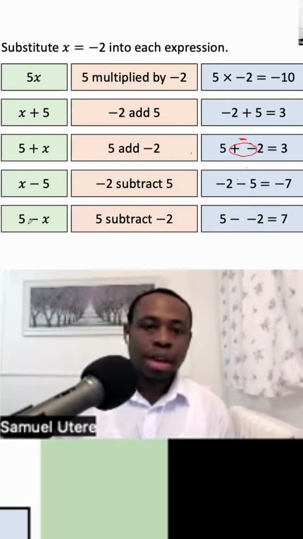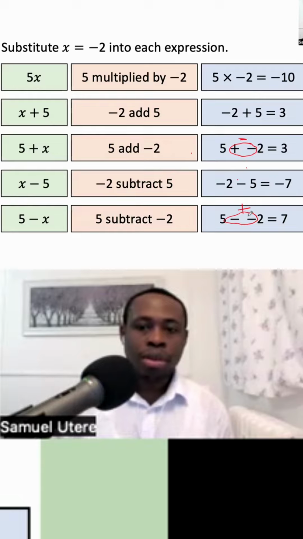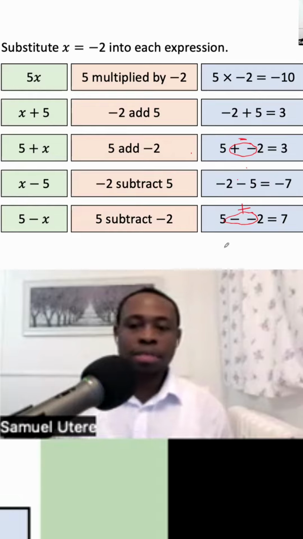All right? This minus is still there. So remember, these two next to each other will become plus. So that is like saying 5 add 2.